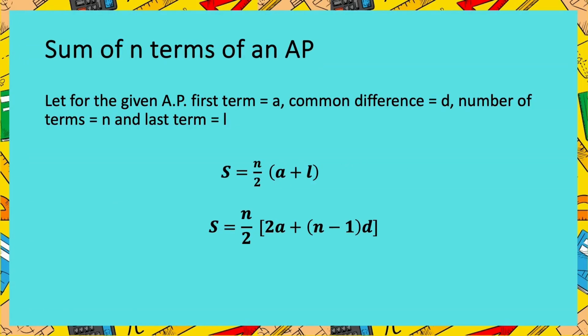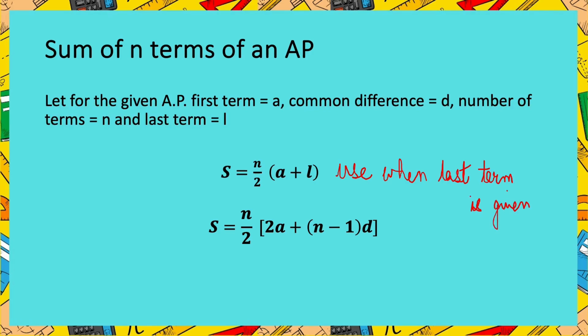Now, the next thing that we talk about here is the sum of n terms of an AP. Again, my first term is a, common difference is d, and the number of terms is n. The thing that I have added over here is the last term as L. Now you can see that there are two formulae here. S is equal to n by 2 into a plus L, and S is equal to n by 2 into 2a plus n minus 1 into d.